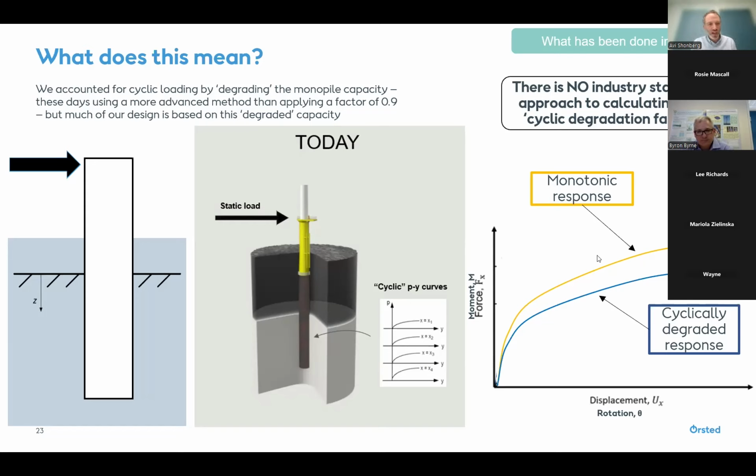Moving on to today, so API standards we used back in the start of the offshore wind turbine industry for the foundation design. But now today, there is no industry standard for calculating this cyclically degraded response, this cyclic degradation factor. Everyone does it a little bit differently. In fact, Ørsted hosted a seminar in September last year at our office in Copenhagen, where we had lots of people come to present about the different ways that consultants and developers and academia are looking into how to calculate this cyclic degradation response. But the summary is that there is no industry standard and everyone does it a little differently. And since this is punishing our monopile design in terms of we have to degrade our monopile capacity to account for this, this is definitely an area we would like to look into.